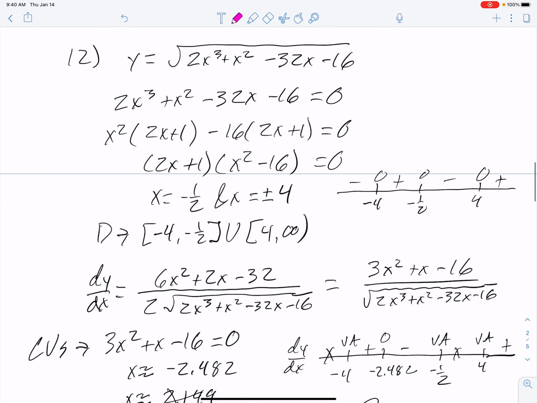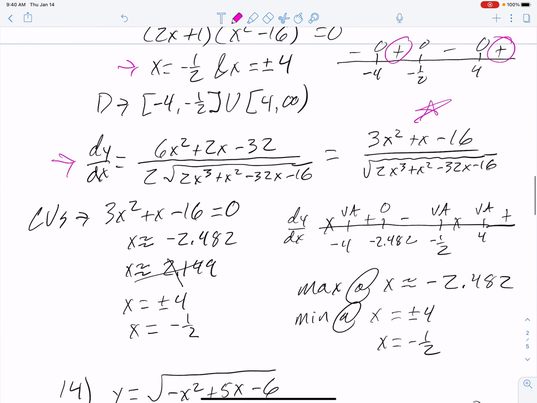Okay. Continuing this same process, I need to find my domain by setting what's inside the square root equal to 0. I focus on where those values are positive. So I already know that these are zeros of the original as well as critical values. Find my derivative using the shortcut. I did a little bit of simplifying, but you don't have to. Set our numerator equal to 0. I get two zeros. One of them does not fit in the domain.